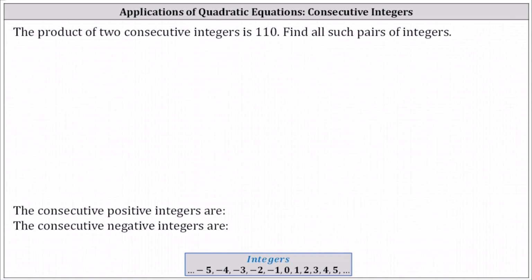The product of two consecutive integers is 110. Find all such pairs of integers. Below we have a list of consecutive integers. For example, -5 and -4 are consecutive integers, and so are 1 and 2, as well as 3 and 4, as well as 4 and 5, and so on.